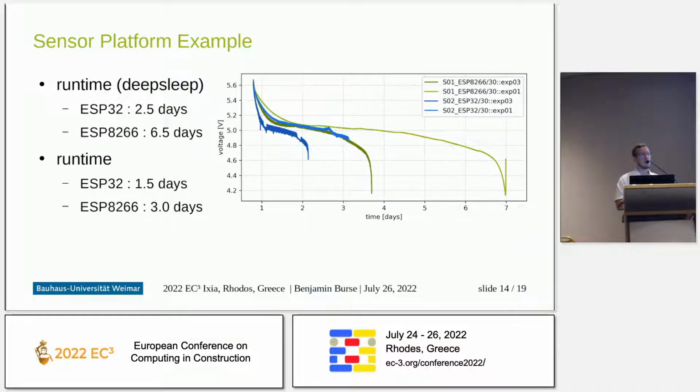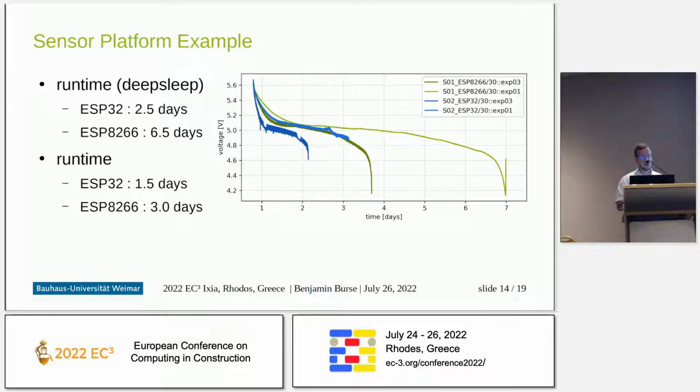So we said, okay, with this platform we want to do some experiments and just compare stuff and check if this is a valid approach. So here you can see the plot of the battery voltage against time, and here you can clearly see that deep sleep is a really great function.